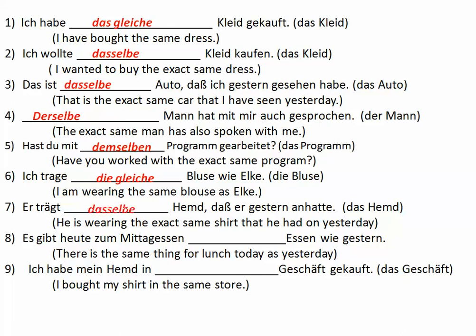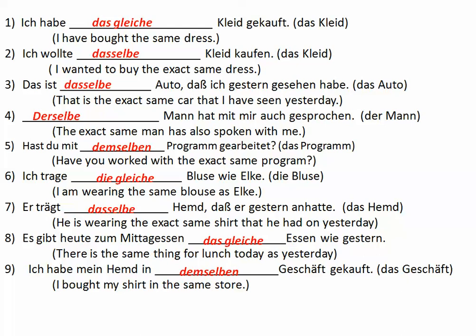Er trägt dasselbe Hemd, das er gestern anhatte. He's wearing the exact same shirt he had on yesterday. Es gibt heute zum Mittagessen das gleiche Essen wie gestern. So it's the same food, or similar food, that we had yesterday. And then, ich habe mein Hemd in demselben Geschäft gekauft.